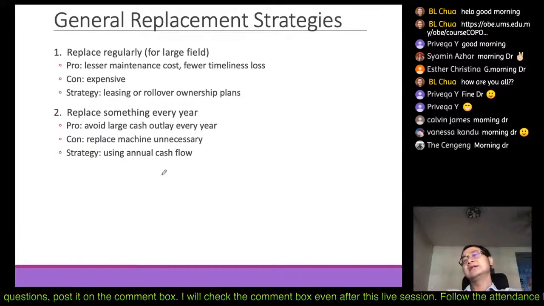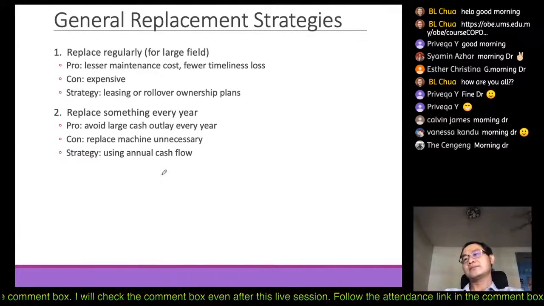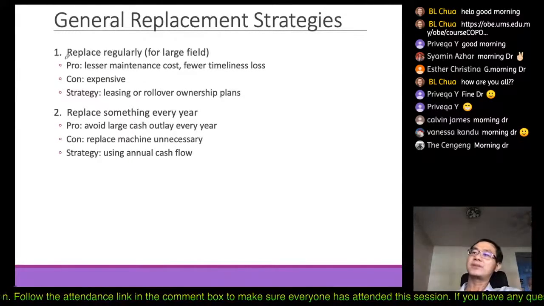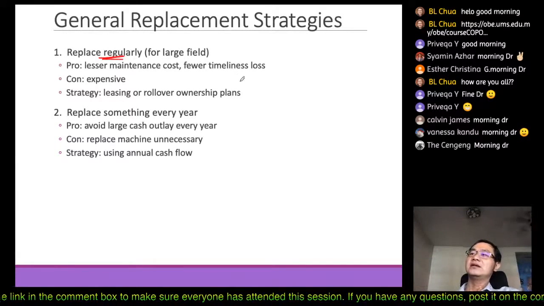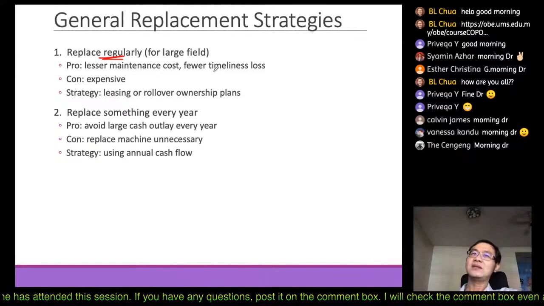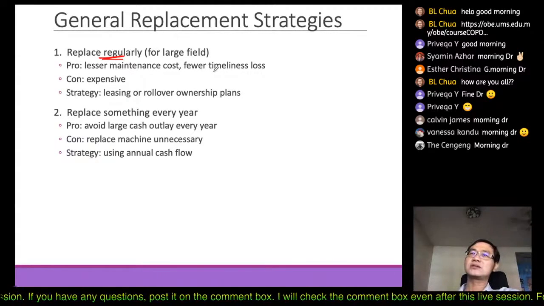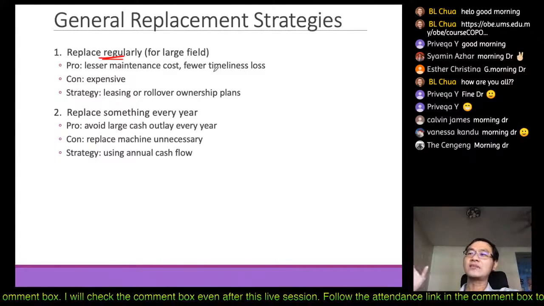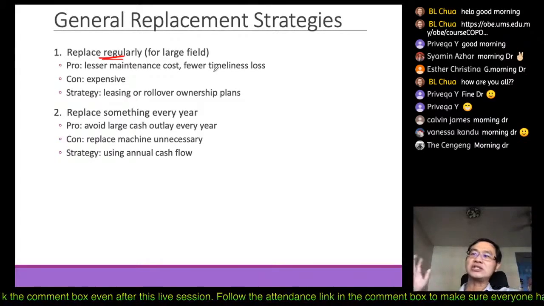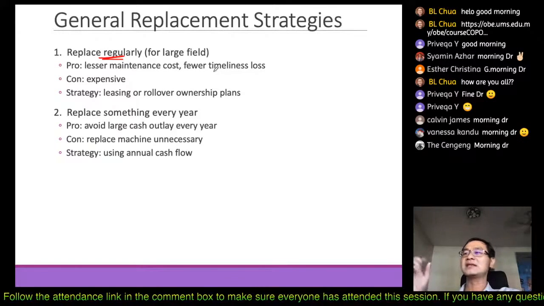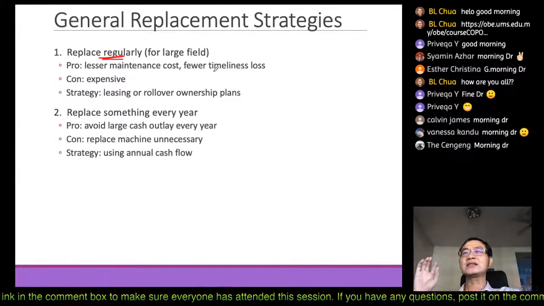So generally to replace, there are several strategies. Whether you want to replace regularly, over a certain period of time. Maybe you want to use machines for 2 years, then you replace; 2 years, you replace. Because of this strategy, every 2 years you will replace it, then you will put lesser cost on the maintenance.